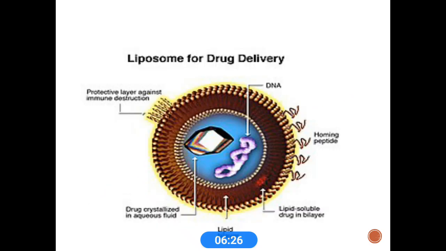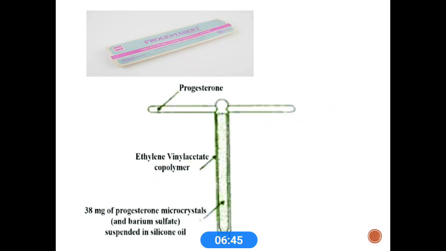Another important newer drug delivery system is the liposomes. These liposomal drug delivery systems usually act as carriers for the delivery of some anti-cancer drugs and anti-HIV drugs. Another example is progestasert. This is a progesterone-releasing intrauterine device, mainly used for fertility control.